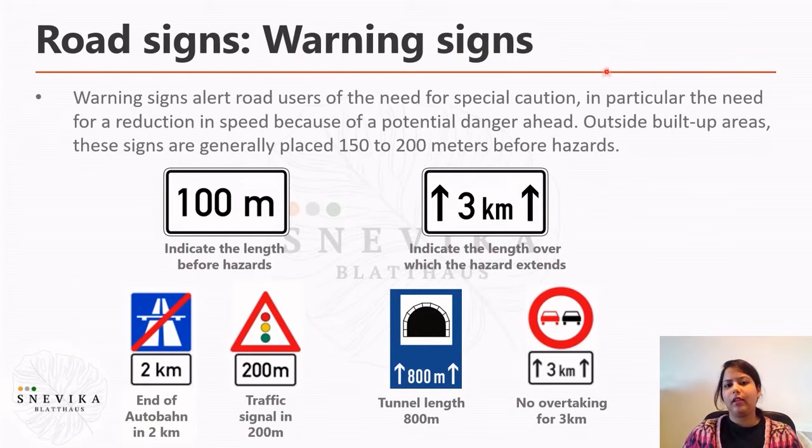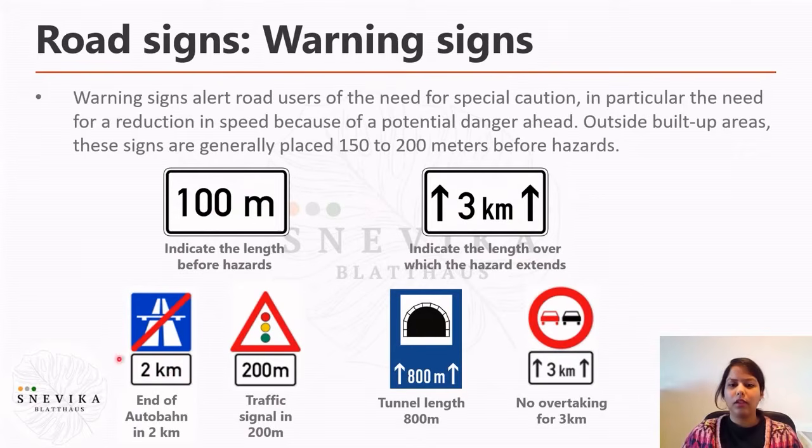Now we saw so many signs, but there are a few confusing signs. Like here you can see this sign, it is 2 kilometers. Okay, there is something like Autobahn is going to end ahead in 2 kilometers. And you see here again 3 kilometers. This is also ahead. But what is the difference between such signs?